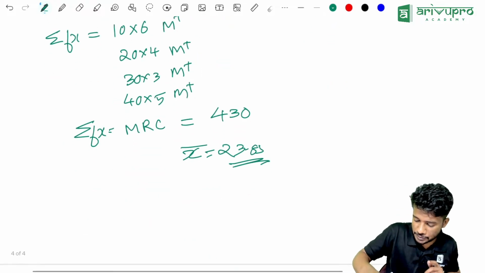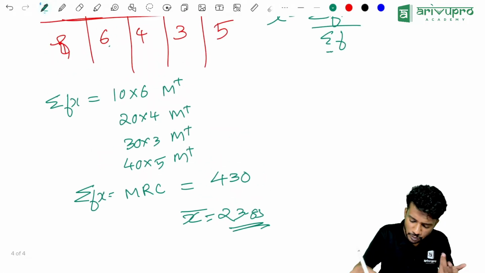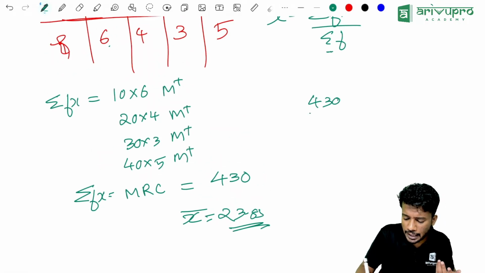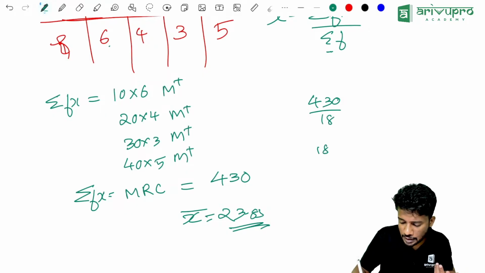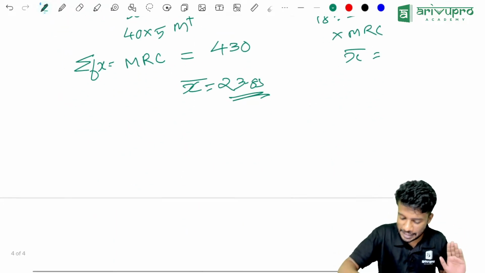Okay. So you understood this? MRC, then x bar is equal to, divide this 430 by 18. So 18 divide equal to, multiply it with MRC, will give you x bar. That's all. Next one.